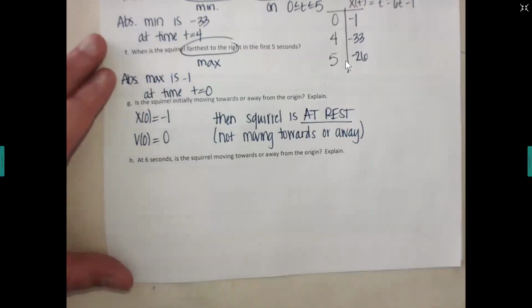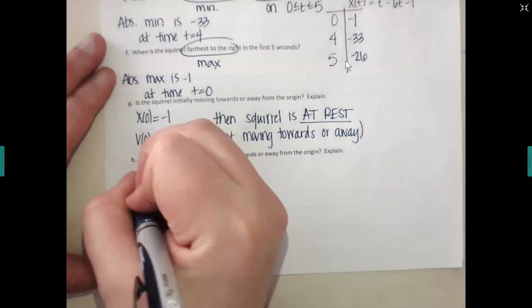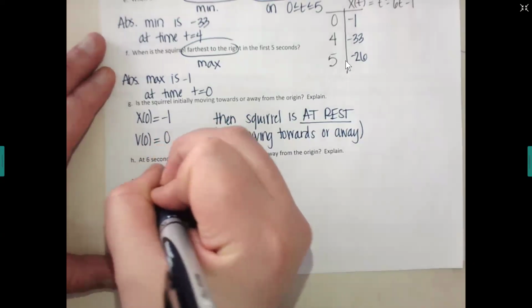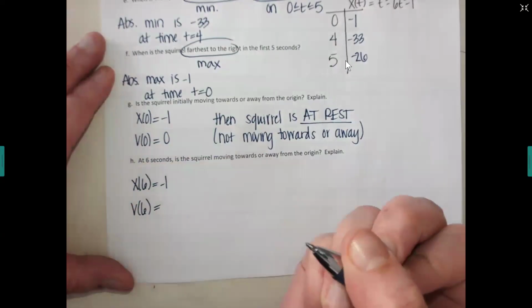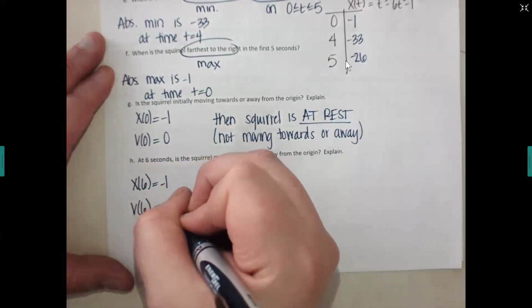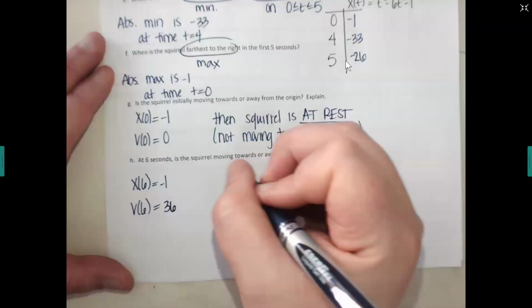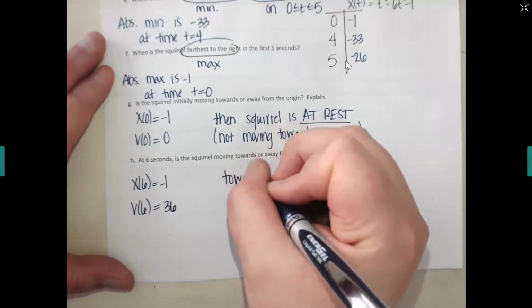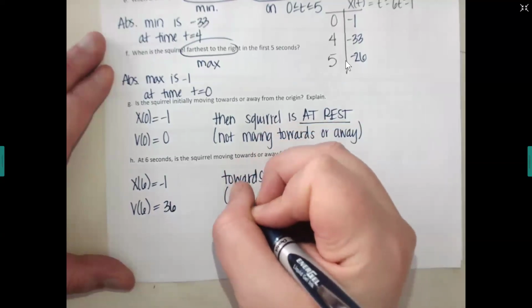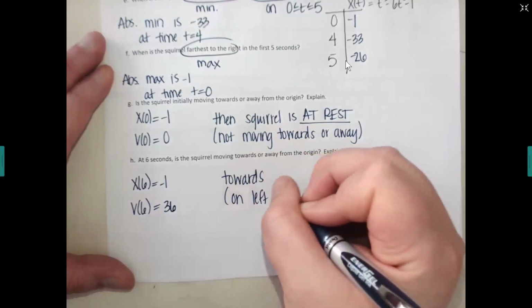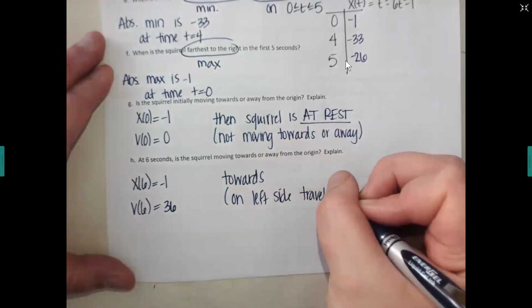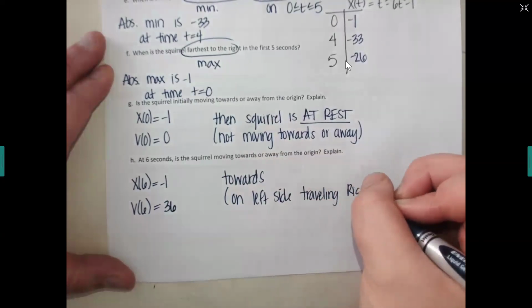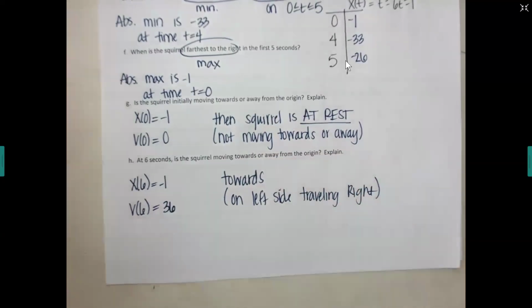Okay, for part H, can I just copy off y'all? What was x of 6? -1, and then what was v of 6? Positive 36. Okay. So then the squirrel is going towards, it is on the left side, but it is traveling right. Those are your last two answers.